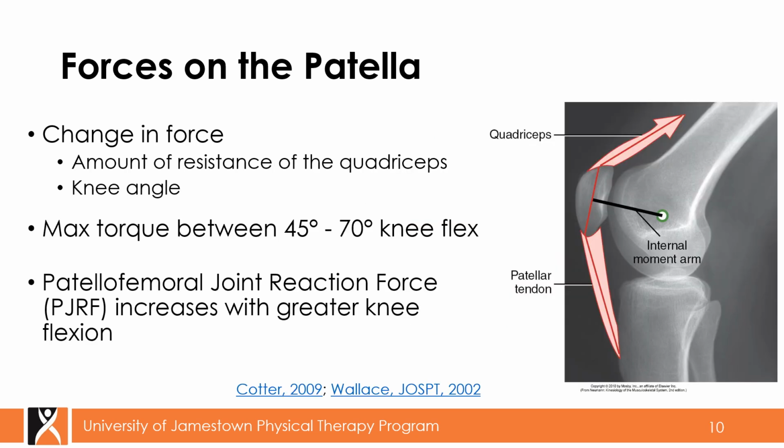The forces on the patella change based on two primary things. The first being the amount of force going through the quadriceps muscle, pulling on the patellofemoral joint, and the other would be the knee flexion angle. Some studies have shown that max torque occurs between 45 and 70 degrees of knee flexion.